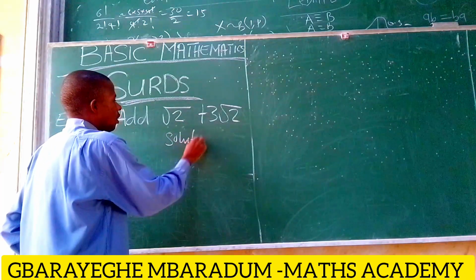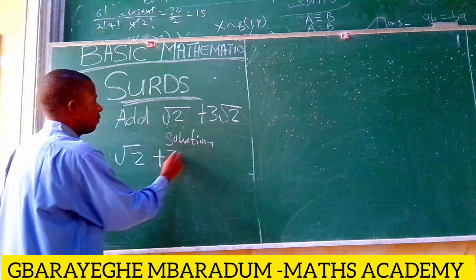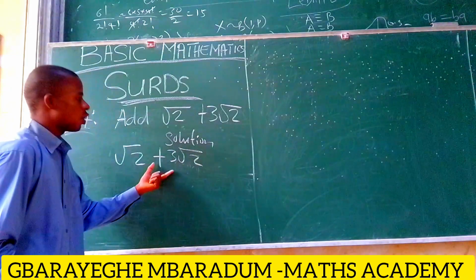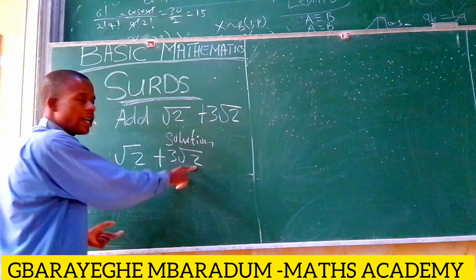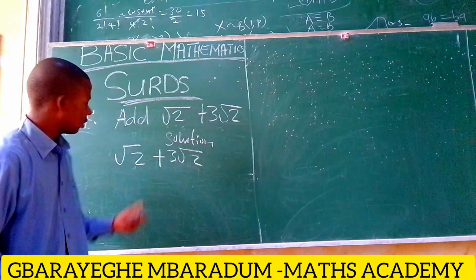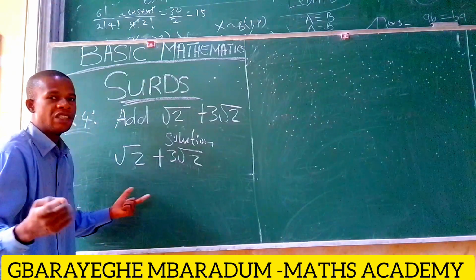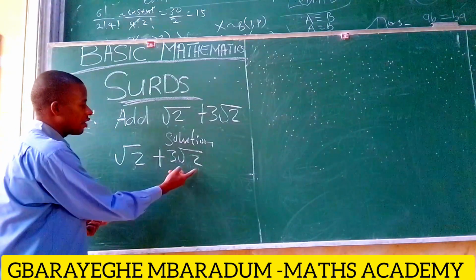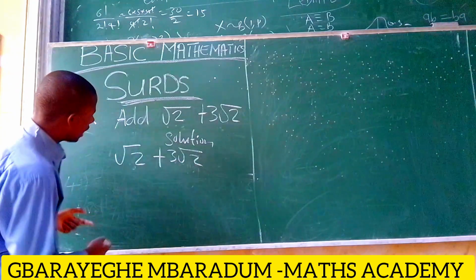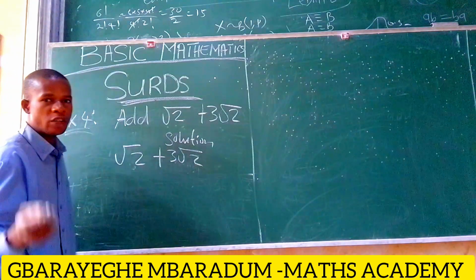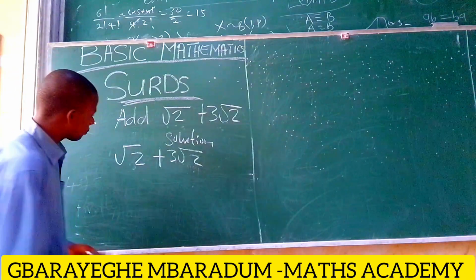Solution. What they give us is root 2 plus 3 root 2. If you look at this question, they can be added because they have the same base, which is root 2 and root 2, in both parts of the question. For us to be able to add surds, they must be in the same terms, which is the same base, root 2 and also root 2. At this point, we are going to add their coefficients together and take only one of the base that is common between the surds.